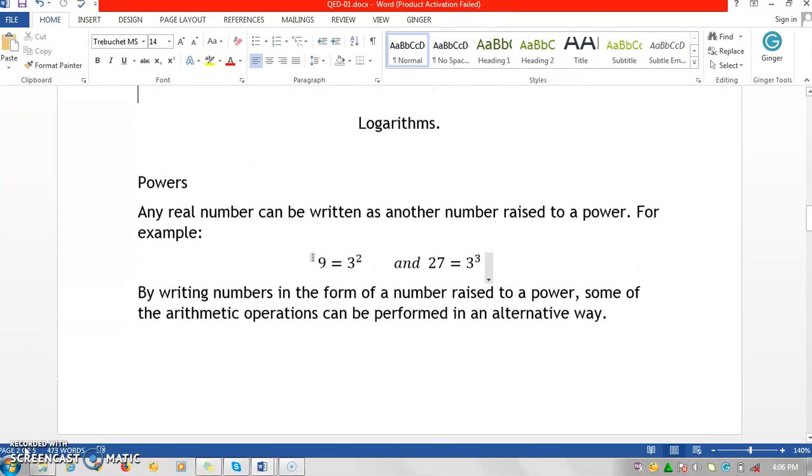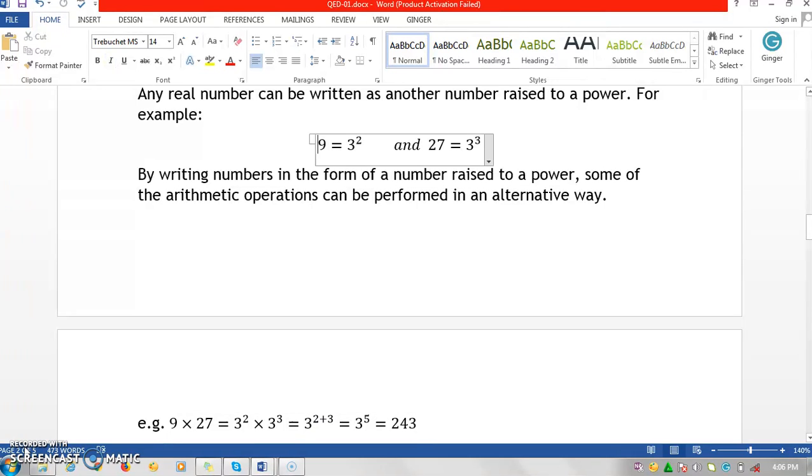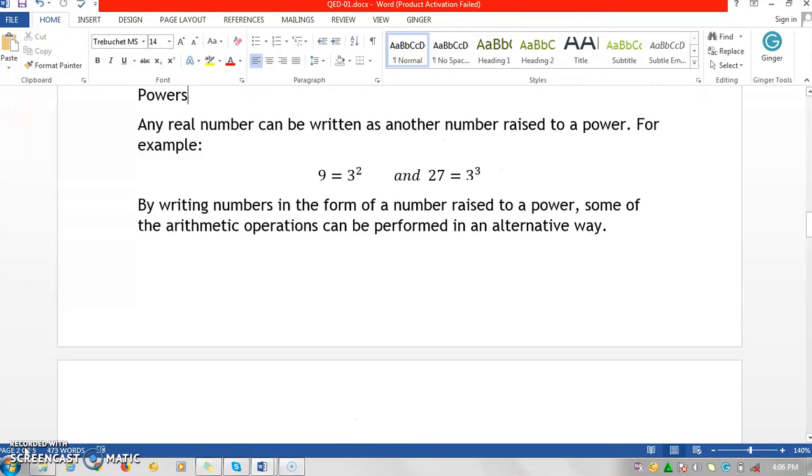Now let's look at logarithm. Any real number can be written as another number raised to a power. For example, 9 is equal to 3 squared and 27 is equal to 3 cubed. By writing numbers in the form of a number raised to a power, some of the arithmetic operations can be performed in an alternative way.